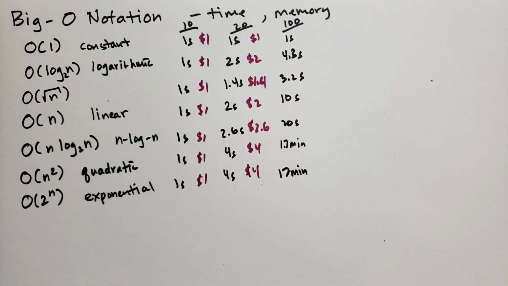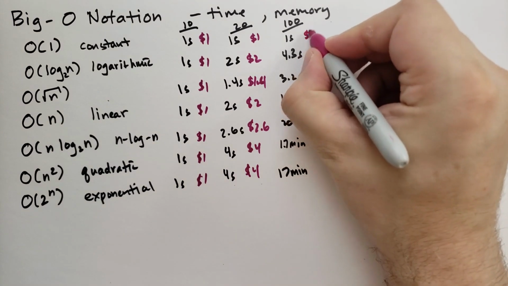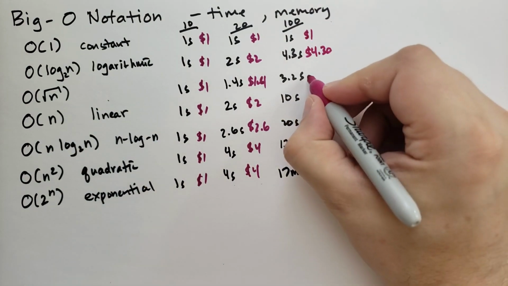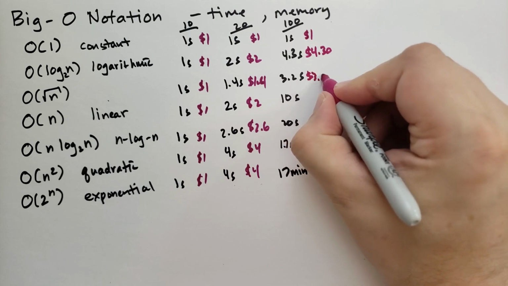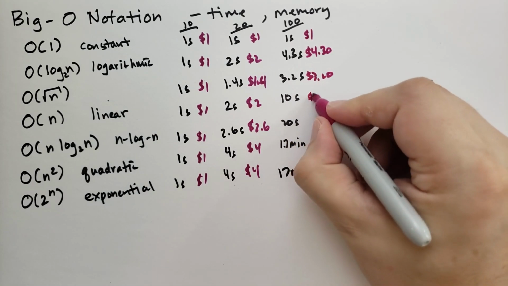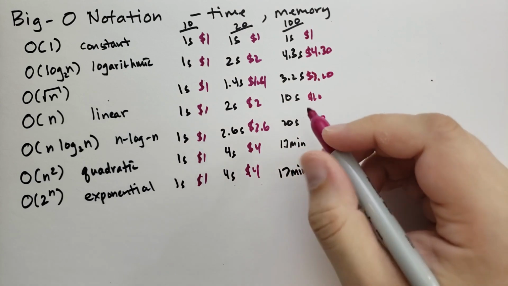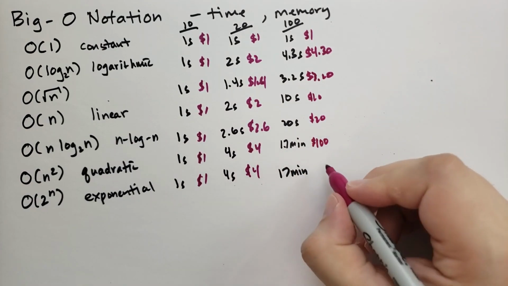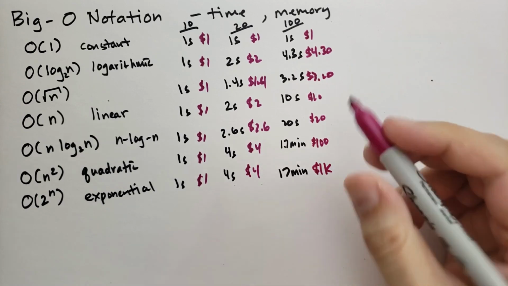How much memory are we talking about? Well, this is still taking just $1 of memory. This is $4.30. This is $3.20. This is $10, $20, and then we have $100. And finally down here, we're talking about $1,000.